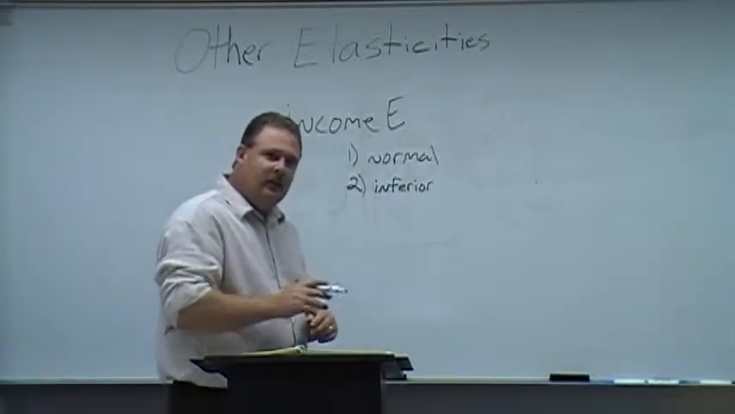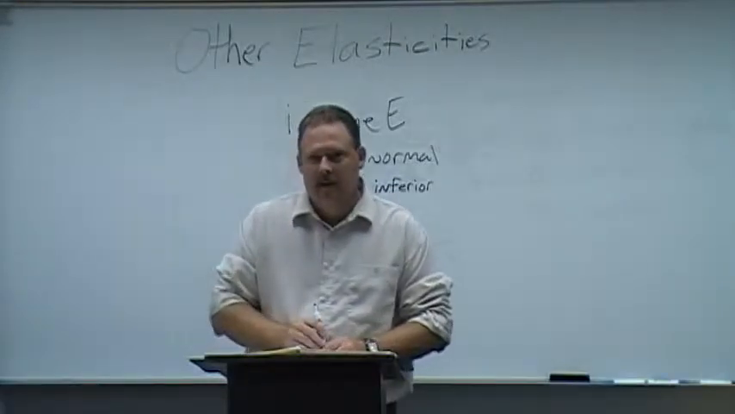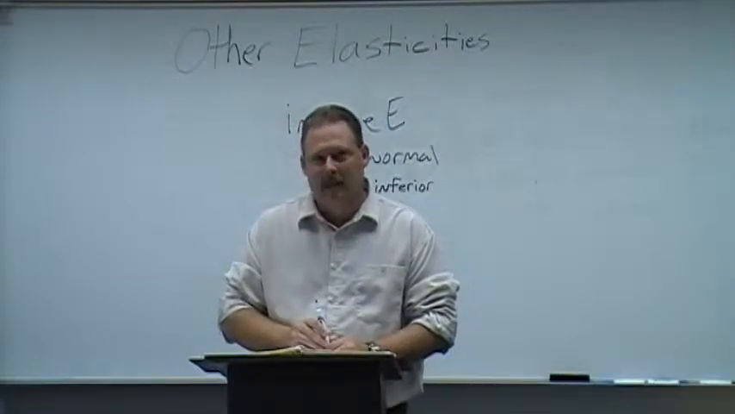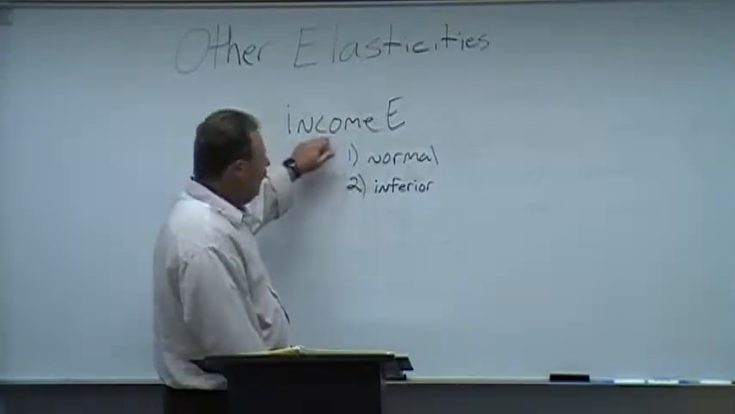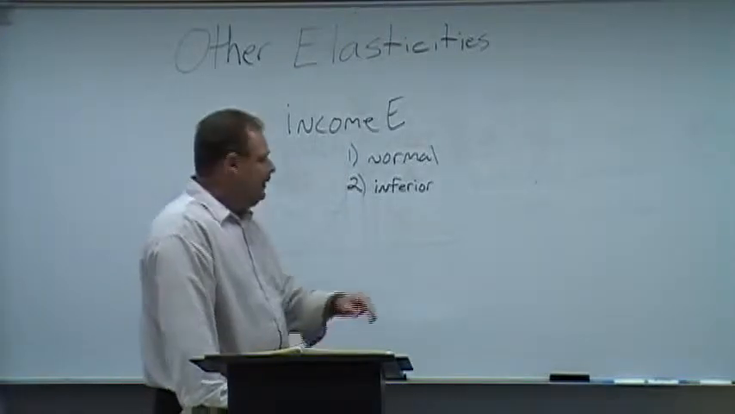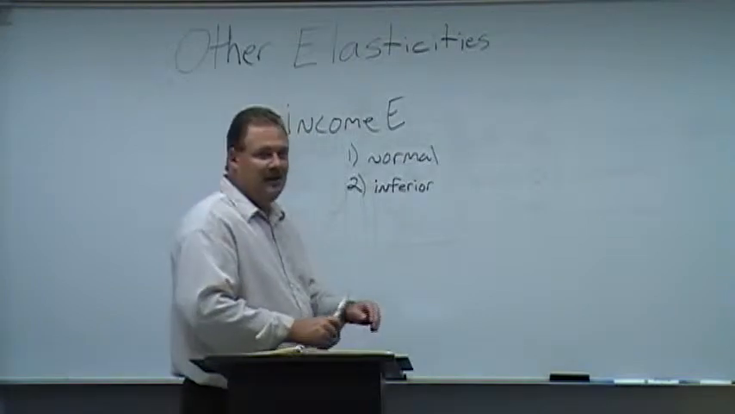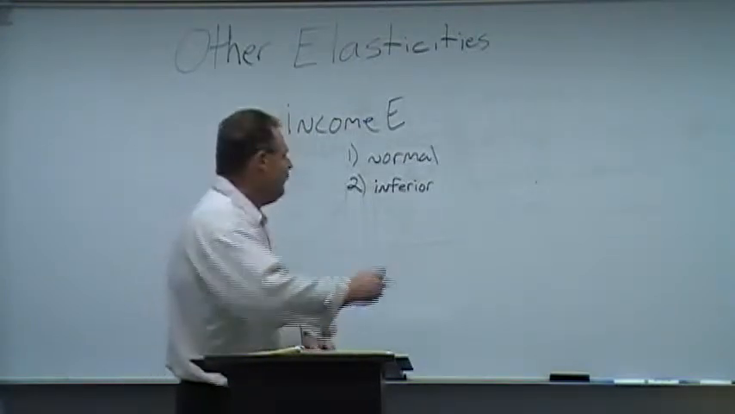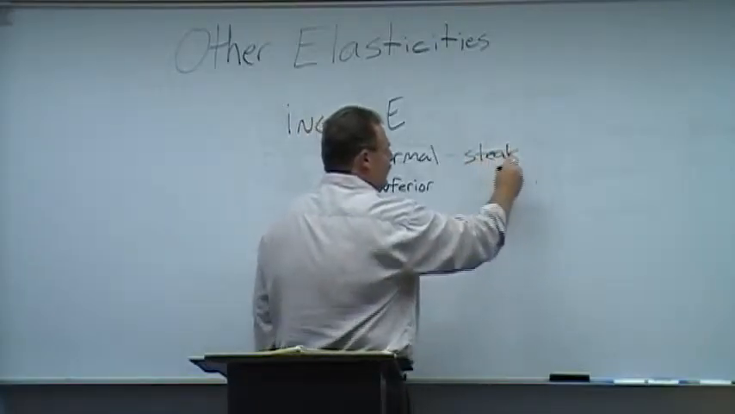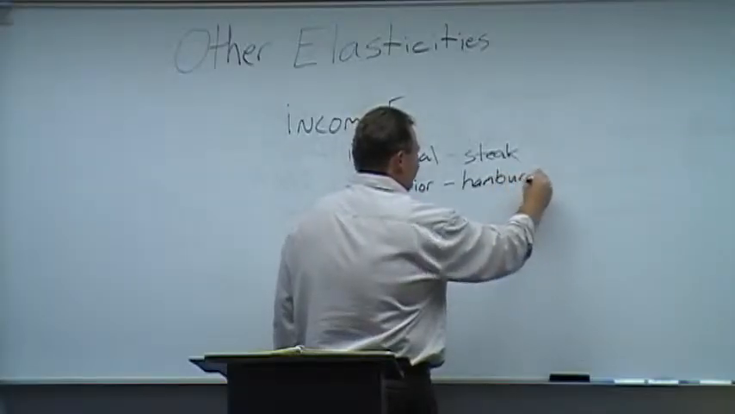An example I can give you here is in my college days, when I was a poor college student. I used to live off rice and ramen noodles. I had low income and I bought a lot of rice and ramen noodles. As I made more money, I stopped buying those two and started buying real food. Normal good: something like a steak. Inferior good is a hamburger.